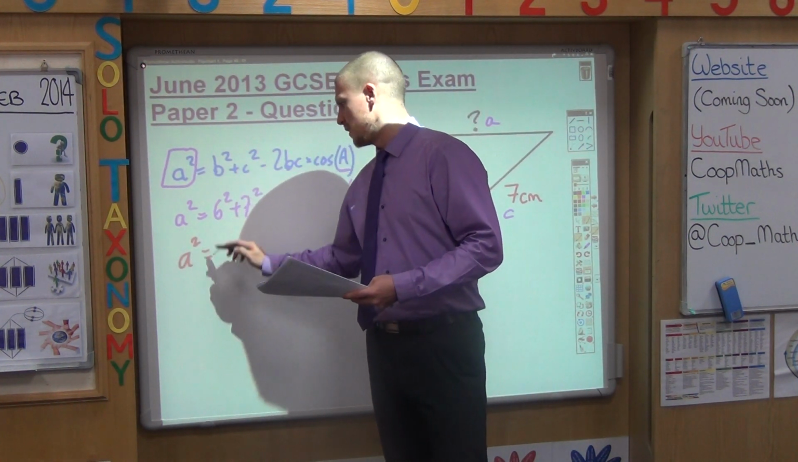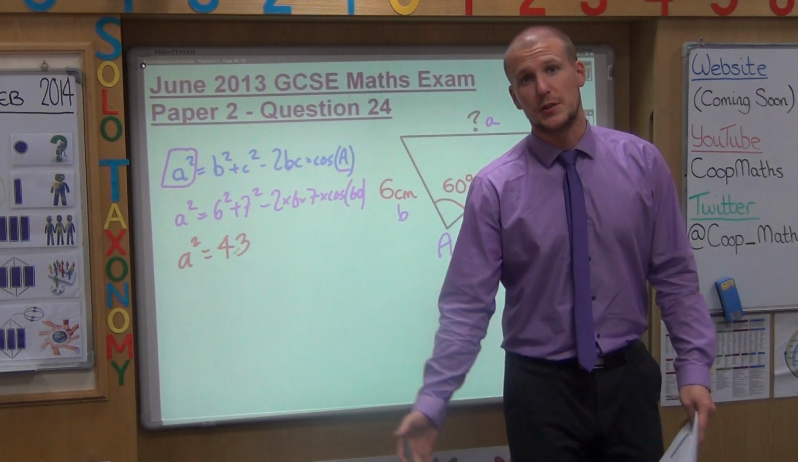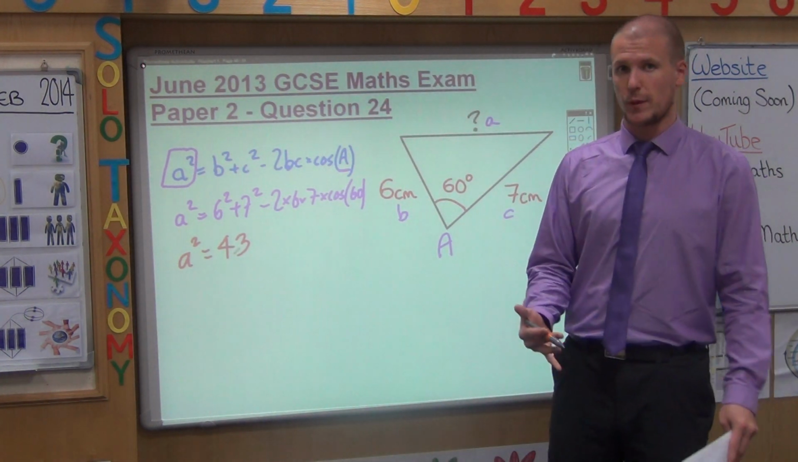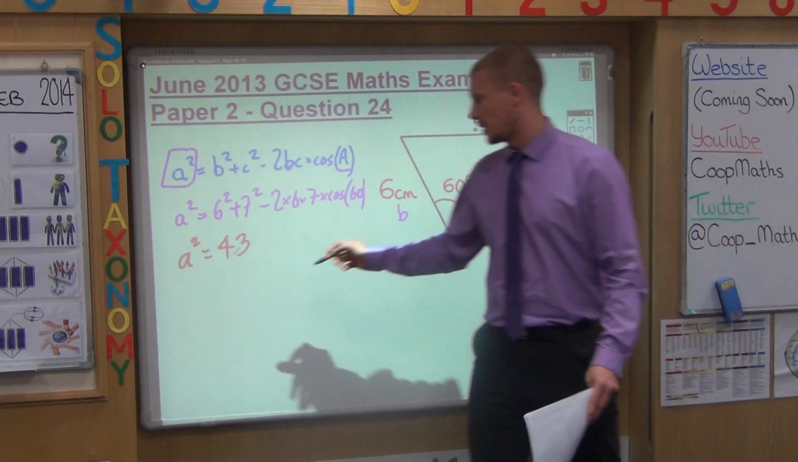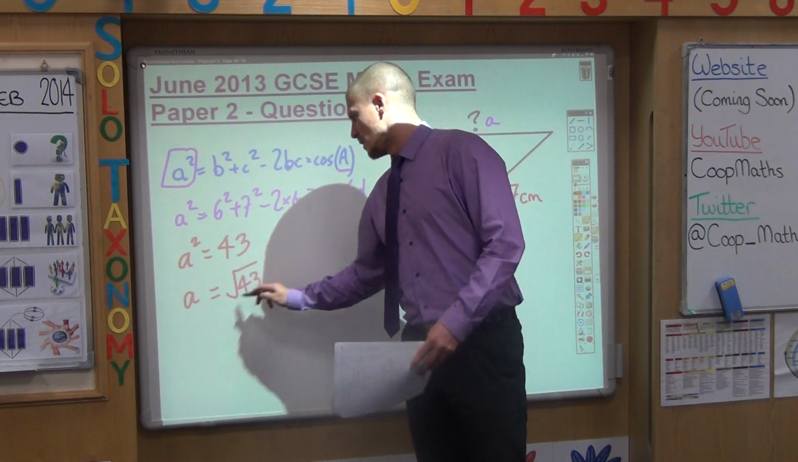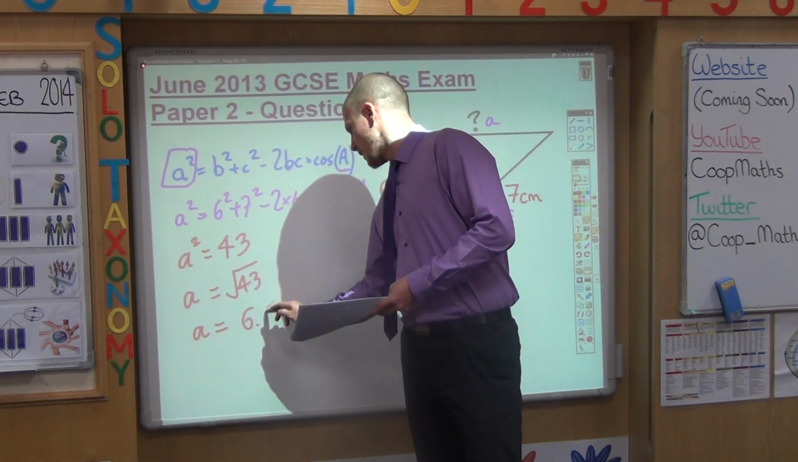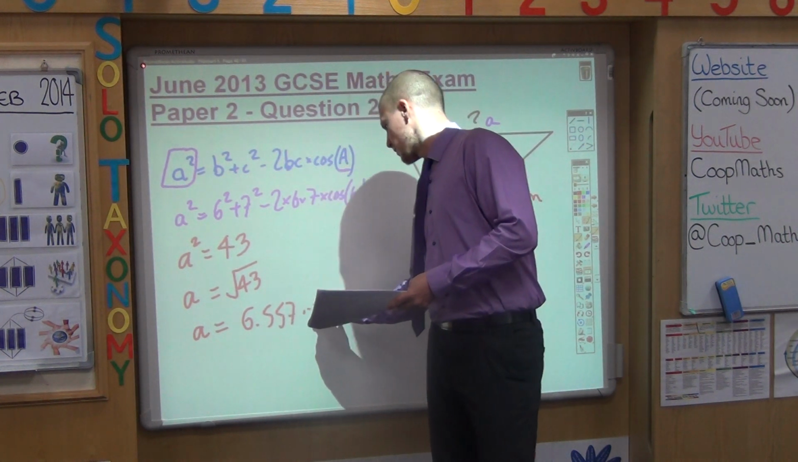What we now have is, when you do that, you end up with the number 43. A is being squared right now. We don't want that squared. We want just a by itself. So we have to take the square root both sides, and our answer turns out to be 6.557 and a bunch of other stuff.